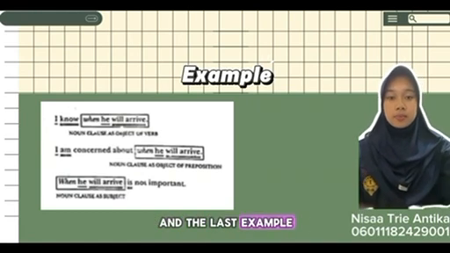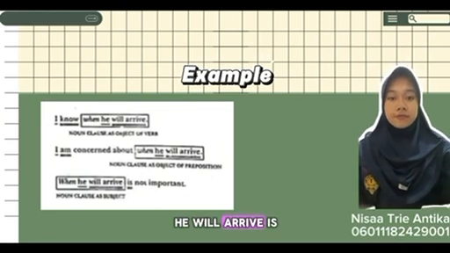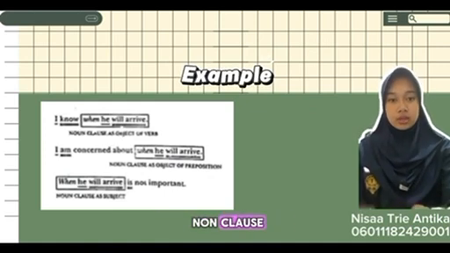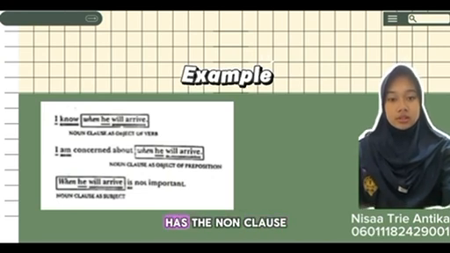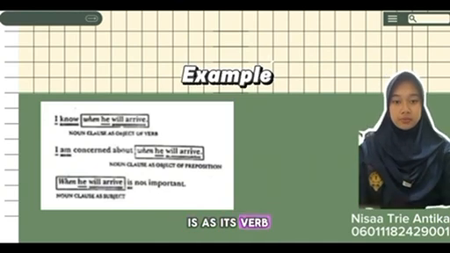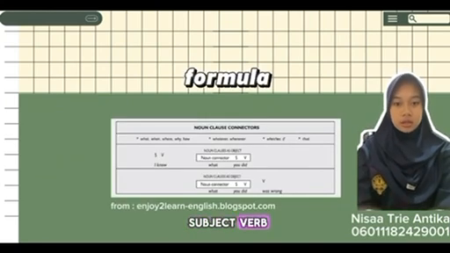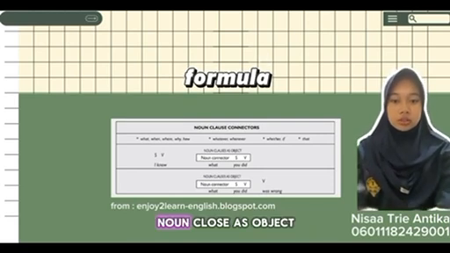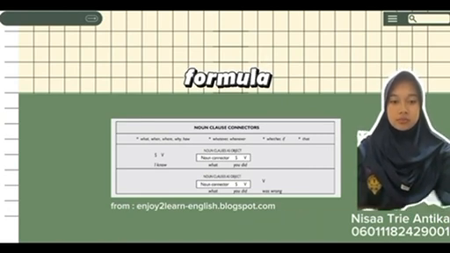And the last example is a little harder to recognize. He will arrive is one of the clauses, and the connector when changes it into a noun clause that functions as the subject of the sentence. The other clause has the noun clause when he will arrive as its subject and is as its verb. The formula for a noun clause as object is subject, verb, noun connector, subject plus verb. And the formula for a noun clause as subject is noun connector, subject, verb, and verb.